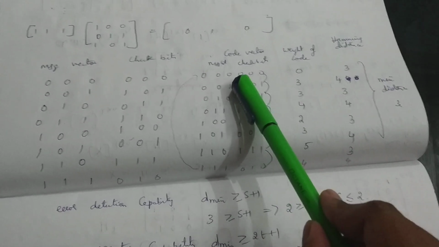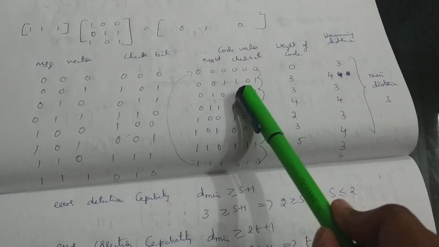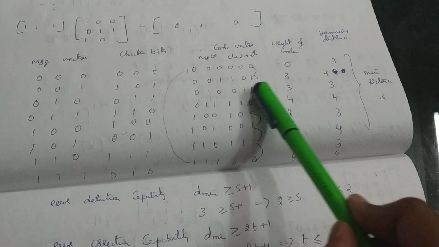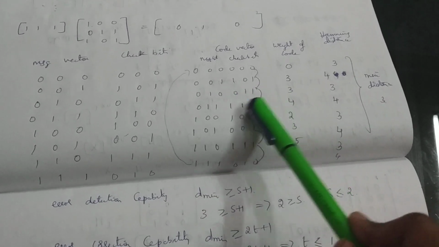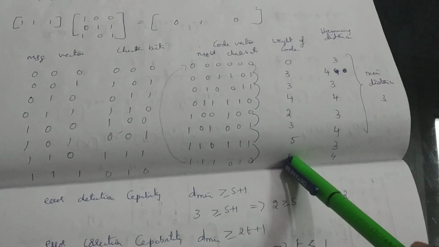Now if you look at here, the first one is all zeros, so the weight of the code is 0. Here the number of non-zero elements is 3, so the weight is 3. Here it is 3 again. Here it is 4. Here it is 2, and so on. Like that we have to write the weight of the code.